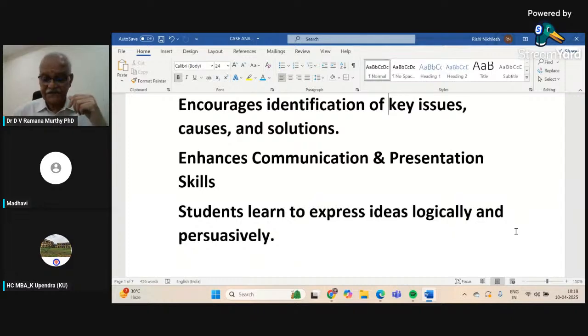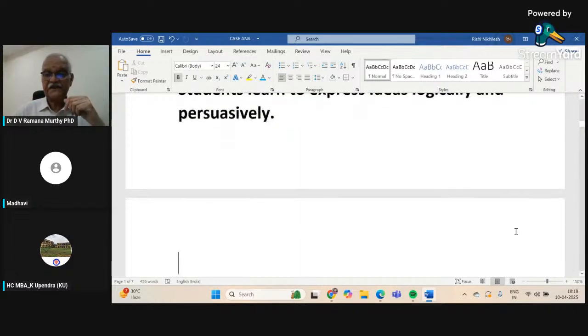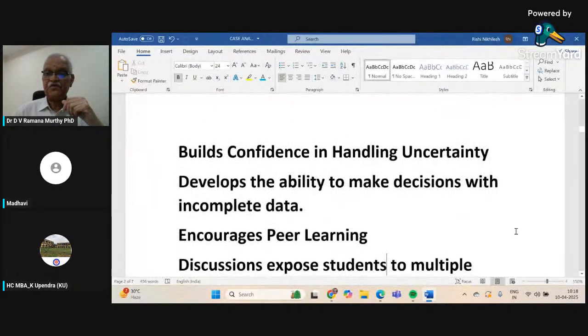This kind of exposure you can get only when you have a practical approach of studying a case and presenting a case. And of course, it builds confidence in handling uncertain situations, because a case is full of some hidden problem. When you have a solution for that, yes, it builds confidence in handling uncertain situations. And of course, it develops the ability to make decisions with incomplete data.